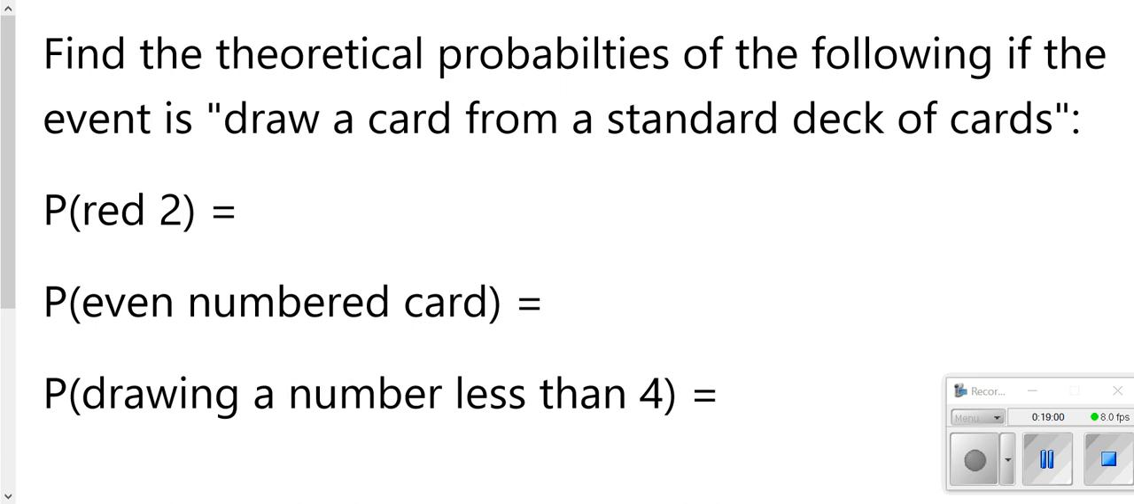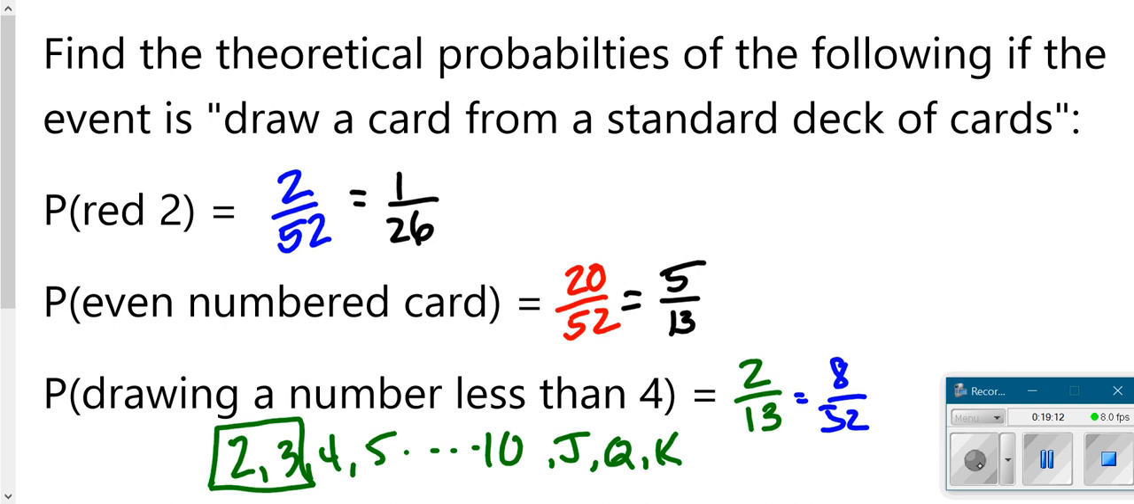Okay, here are a few more questions. Again, I'd like you to pause, try, and then come back and see if you got them right. Okay, here are my answers. So there are 2 red 2s in the deck. So I said 2 out of 52. You can reduce that if you want.